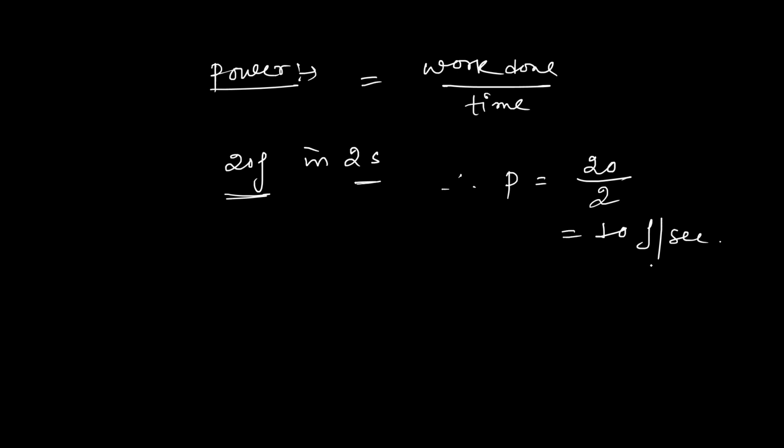So we have just come to know about the SI unit of power, that is joule per second. It is also known as watt. So if it has a power of 10 watt, then 10 joule per second equals 10 watt. That means it is clear that 1 joule per second equals 1 watt, right?